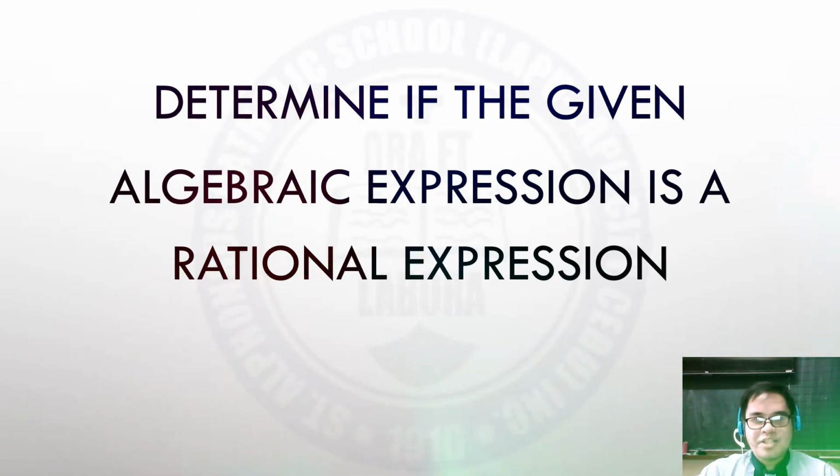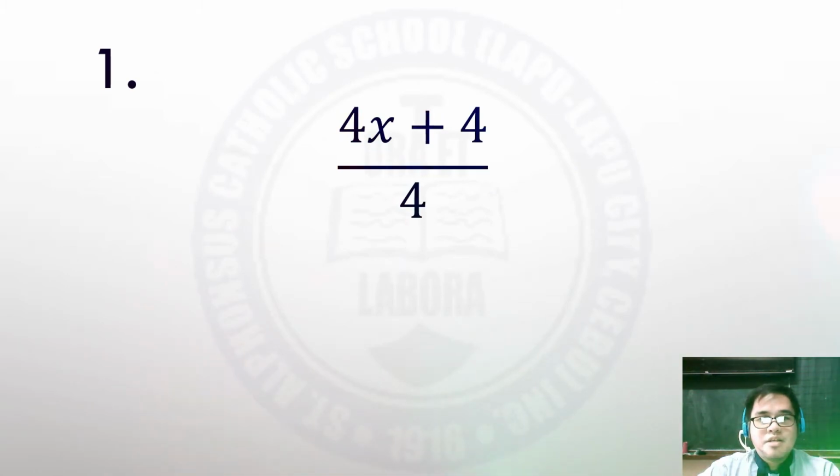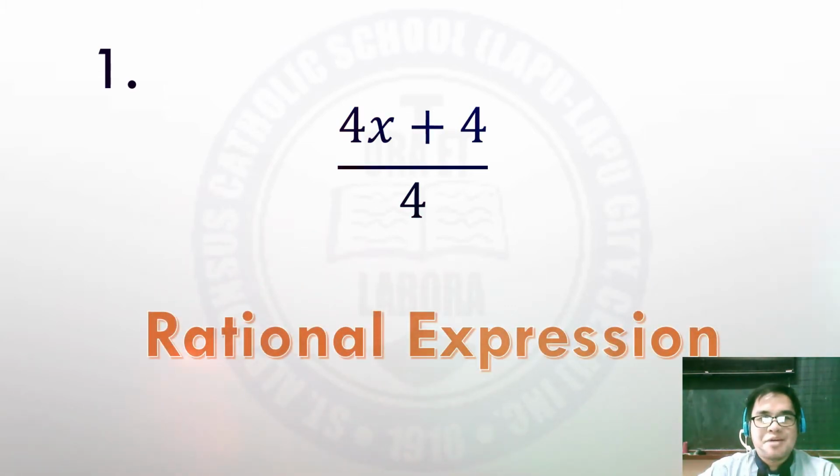So let's have a drill. Determine if the given algebraic expression is a rational expression. For number 1, we have 4x plus 4 over 4. Is this a rational expression? Okay, yes, it is a rational expression because both numerator and denominator are polynomials.